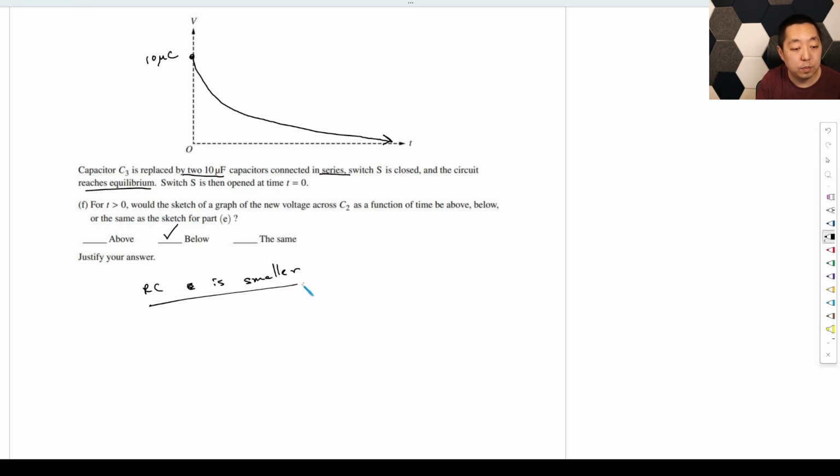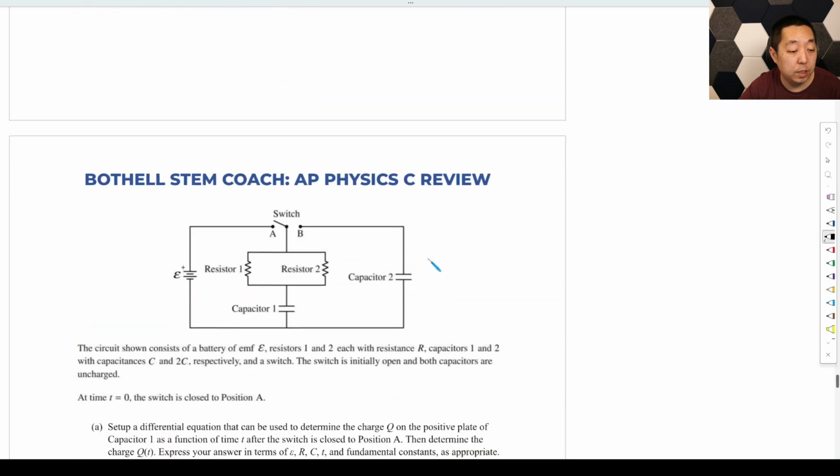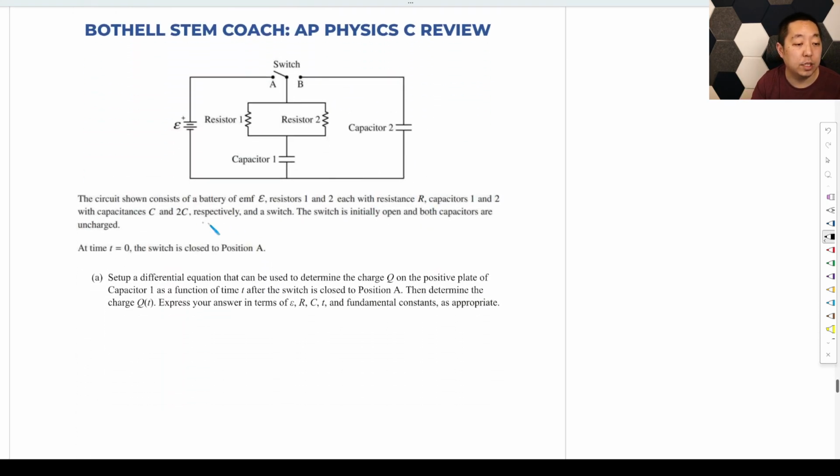Okay. All right. Let's take a look at another one. The circuit shows a battery of EMF epsilon, resistors 1 and 2, capacitors C1 with C and 2C respectively, and a switch. The switch is initially open and both capacitors are uncharged. So that means the voltages are 0 across the capacitors initially.